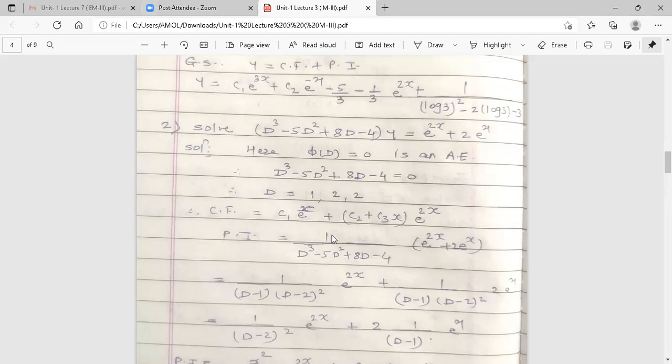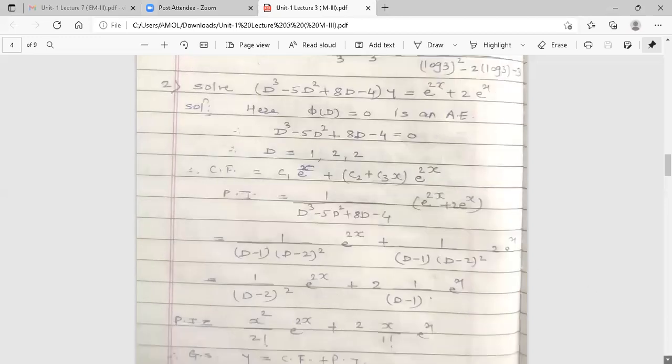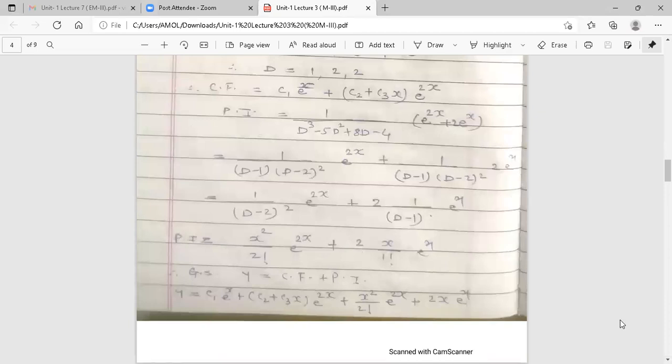Its PI is equal to 1 upon D cube minus 5D square plus 8D minus 4, and the function is here e raised to 2x plus 2 into e raised to x. Now separate both the terms. So we have the factors of D cube minus 5D square plus 8D minus 4 here. (D minus 1)(D minus 2) whole square, e raised to 2x, plus 1 upon (D minus 1)(D minus 2) whole square into 2 into e raised to x. Separated here both the terms.